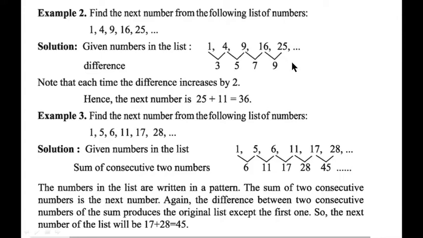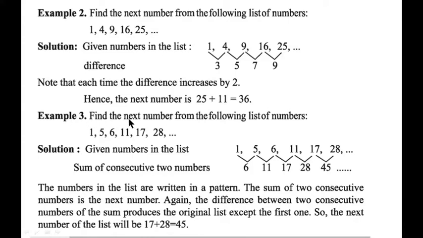So the next number will be 11 plus 25. 11 plus 25, that means 36. So 36 is the next number of the series 1, 4, 9, 16, 25, and then it will be 36.